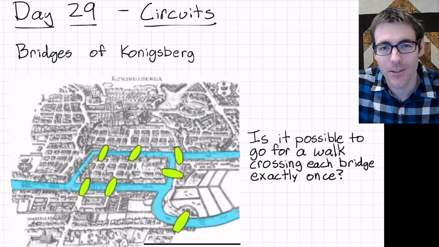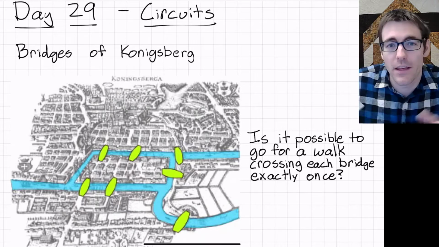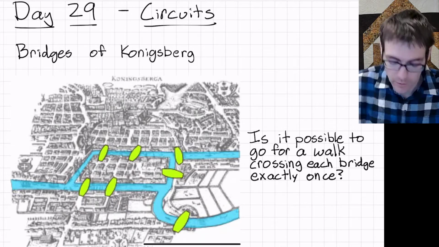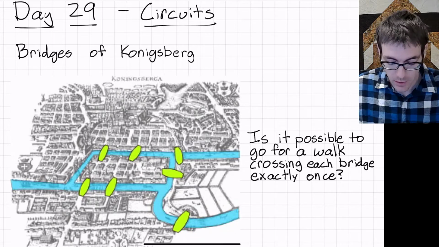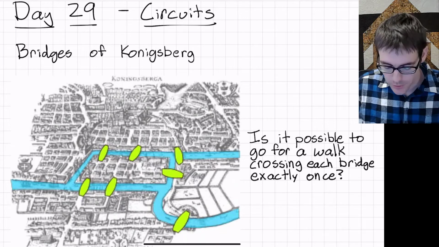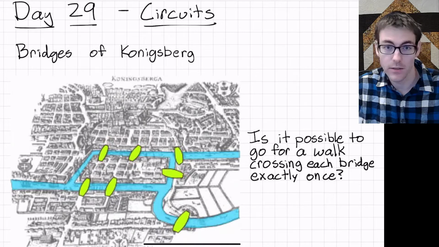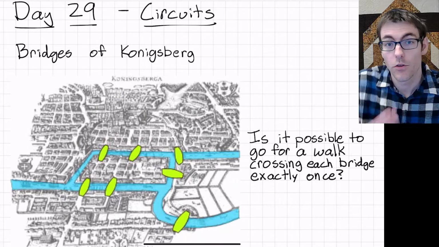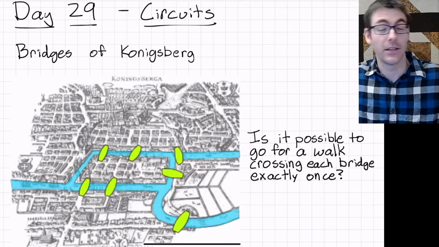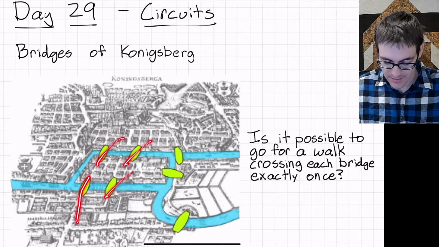All right, today we are talking about circuits and paths, which are walks or routes that you can take through a graph. Paths and circuits like these come up when working with this classical question known as the Bridges of Königsberg question. Back in the 1700s, the city of Königsberg had a total of 7 bridges going across the various rivers. So the question was, is it possible, on let's say your evening stroll, to go for a walk that crosses every bridge exactly once?